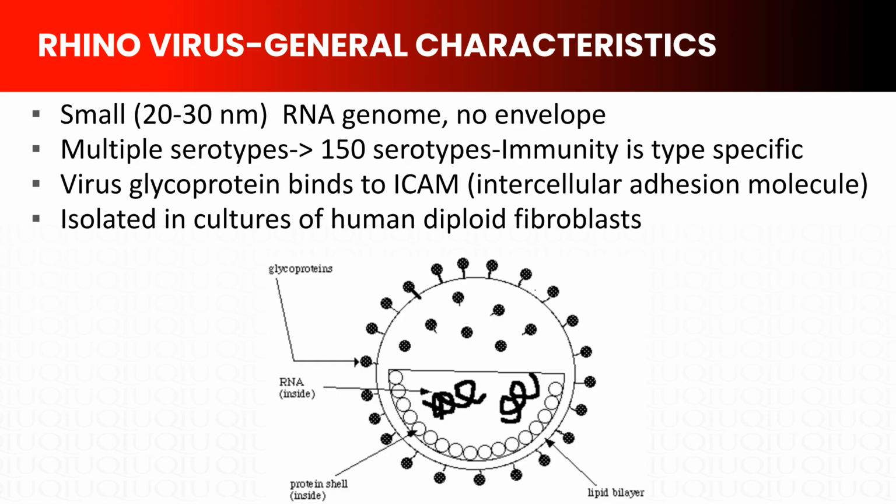The mechanism of cellular entry is well understood. The virus has glycoproteins on its surface that bind to ICAM, which stands for intercellular adhesion molecule. ICAM is a protein normally expressed on the surface of respiratory epithelial cells, where it plays a role in cell-to-cell adhesion and immune responses. Rhinovirus has evolved to exploit this molecule as a receptor for entering cells. For laboratory purposes, rhinovirus can be isolated and grown in cultures of human diploid fibroblasts. These are normal human cells that can be cultured in the laboratory. The virus causes characteristic changes in these cells, called cytopathic effects, which can be observed under the microscope.